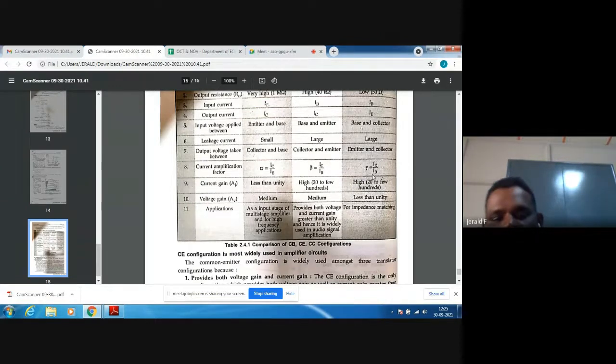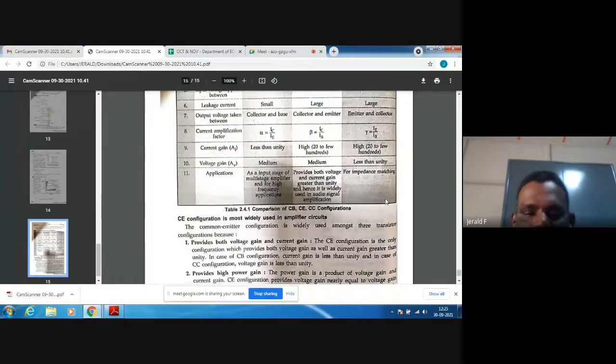And next is the current gain. This is less than unity. The next one is the same, almost equal to this one. And the voltage gain is medium, less than unity. What is the application? This is called a multi-stage amplifier, or it can be used for frequency applications. And this one you can use for signal amplification, provided both current and voltage gain are greater than unity. So it is widely used for audio signal amplification.